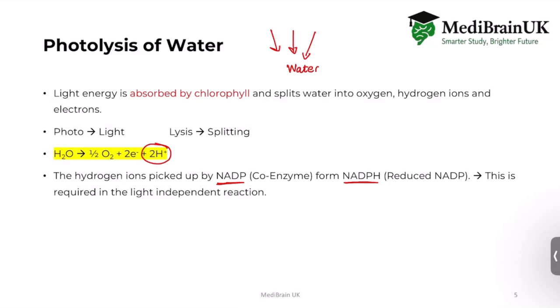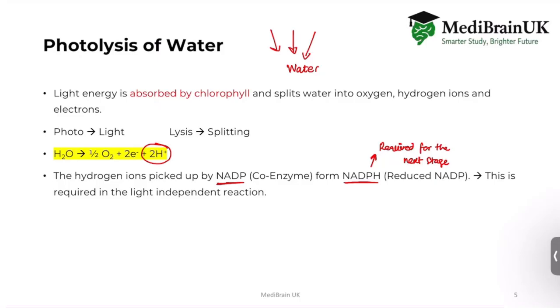And the reason why that process actually occurs is because NADPH is required for the next stage of photosynthesis. Okay, so it's required for the next stage of photosynthesis, which we're not looking at in today's lesson. We're only looking at the first stage. Okay, so we know that light energy has been absorbed by the chlorophyll. Okay, and the light energy has broken apart the water. It's broken the water into hydrogen ions, oxygen, and electrons.